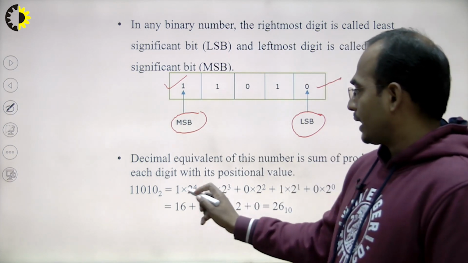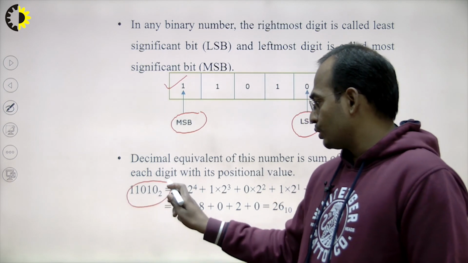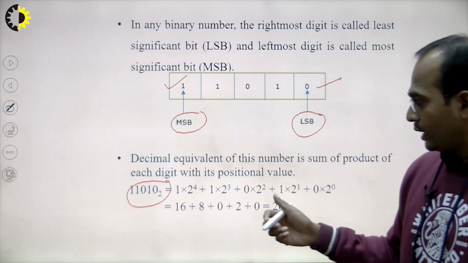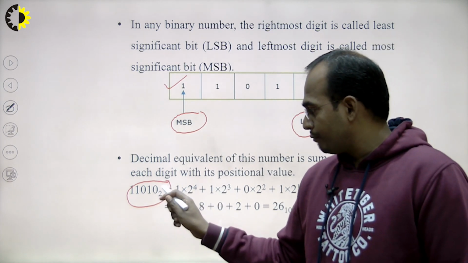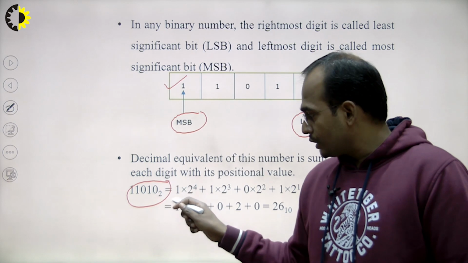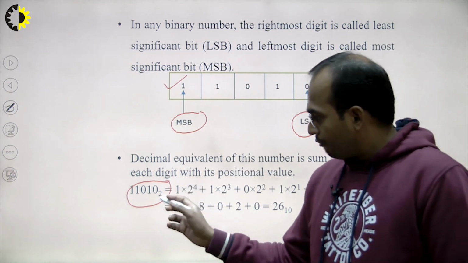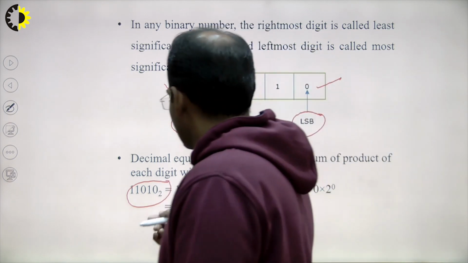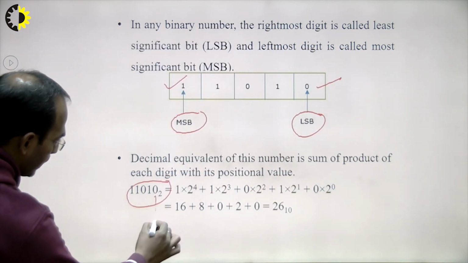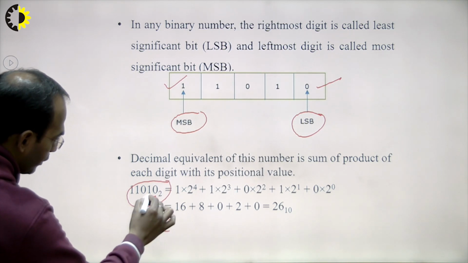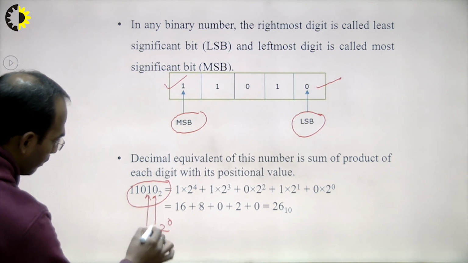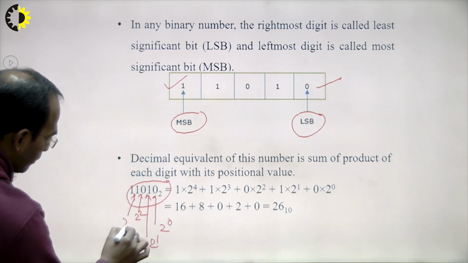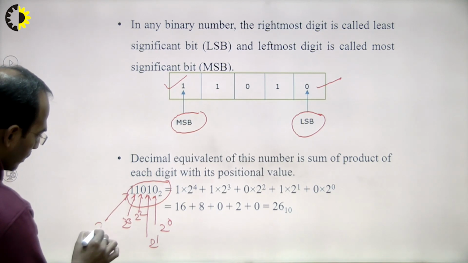Suppose I have taken here an example 110100 in base 2. I have to convert this into the decimal number system. For this I will take the help of the weight of the position of each digit. What will be the weight of this 0? The weight of this 0 will be 2 to the power 0. Here, the weight of this 0 is 2 to the power 0, the weight of this 1 is 2 to the power 1, the weight of this 0 is 2 to the power 2, the weight of this 1 is 2 to the power 3 and the weight of this 1 is 2 to the power 4.